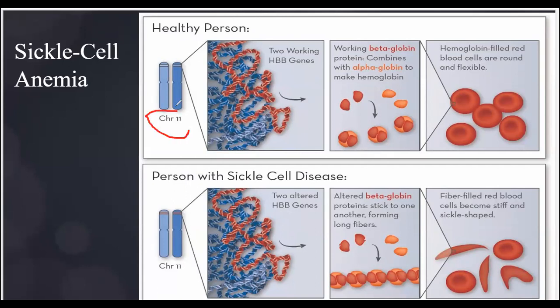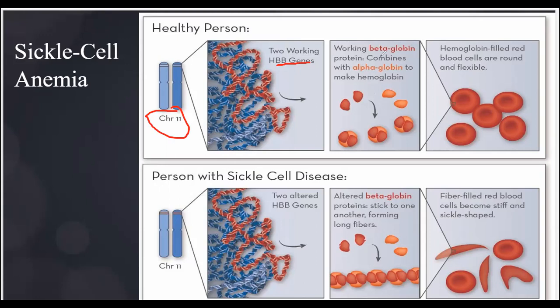On chromosome 11, the hemoglobin synthesizing genes are there. So you have two normal genes, two normal alleles, HBB genes, which will make your hemoglobin. Hemoglobin is the protein pigment in the RBC which gives red color to the RBC, and it carries oxygen in the red blood cells and transports it to different parts of the body.